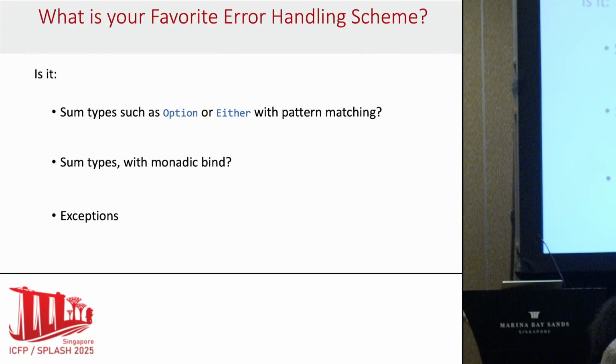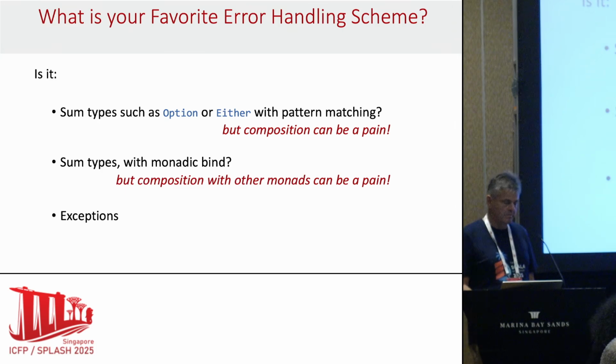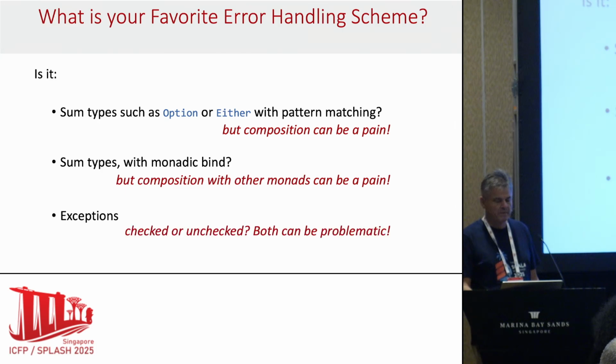So let's take a step back and say, well, how do we do error handling in programs? It's a big issue, and people really don't know how to do that. Some propose you should use a sum type, like an Option or Either, and use pattern matching with that. Pattern matching gets clunky quickly, so how about sum types with a for expression, so monadic bind, or exceptions. Composition can be a pain for Option and Either. Composition with other monads can be a pain if we do monadic bind. And for exceptions, the follow-on question should be, do you want checked or unchecked exceptions? Depending on whom you ask, everybody says, well, yes, of course one, or of course the other, but both can be very problematic.